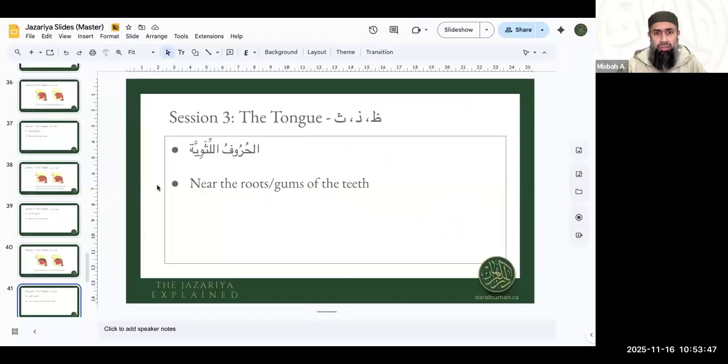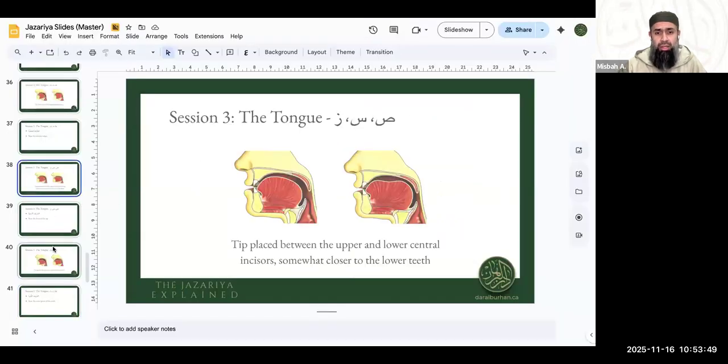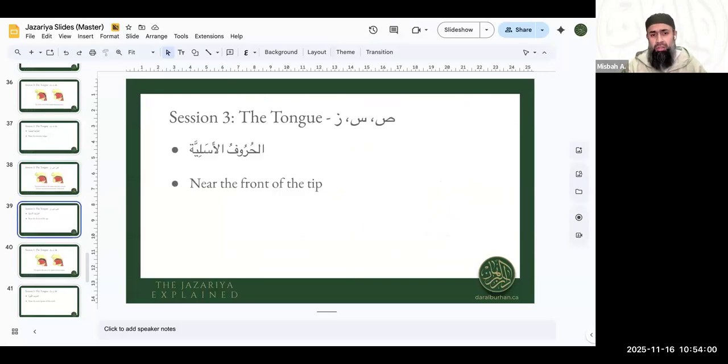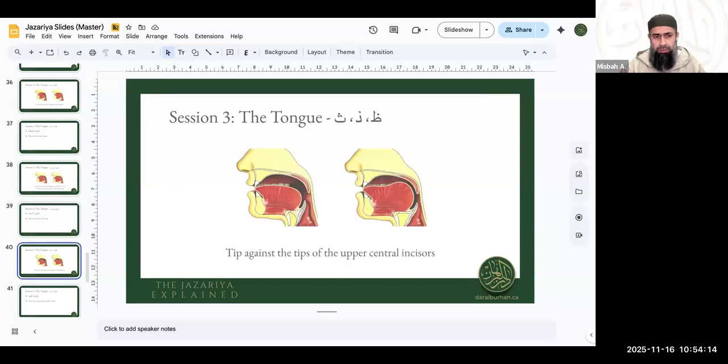Now we're looking at al-Dha'u والذال والثاء. So we covered al-Safir, and we said that they are placed, this is the tip of the tongue between the upper and lower central incisors, somewhere closer to the lower tip. Then, these are called al-huruf al-asaliyya, asalatul lisan, the tip, the very front of the tip, okay? This is how they describe the group of these together.